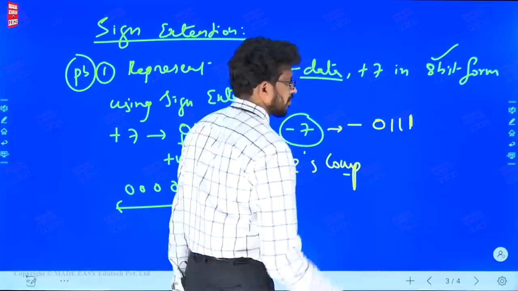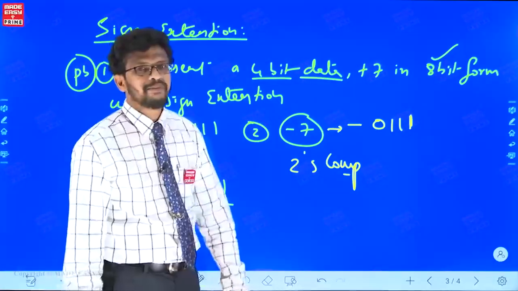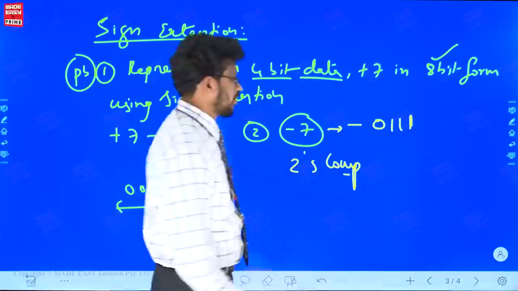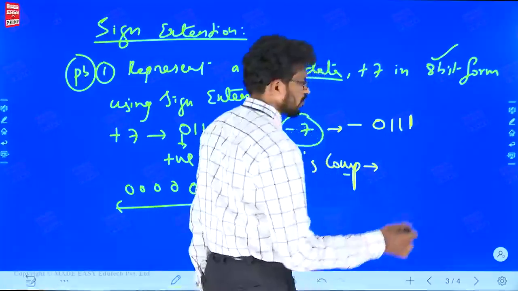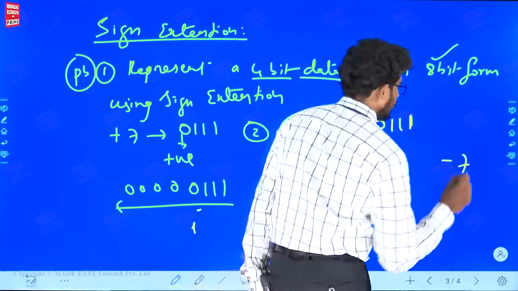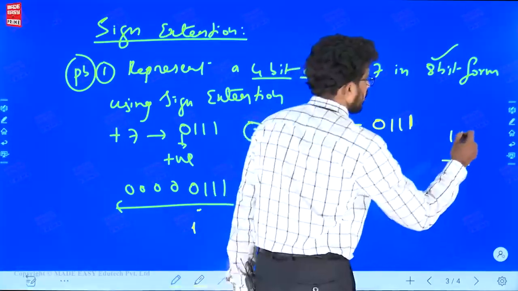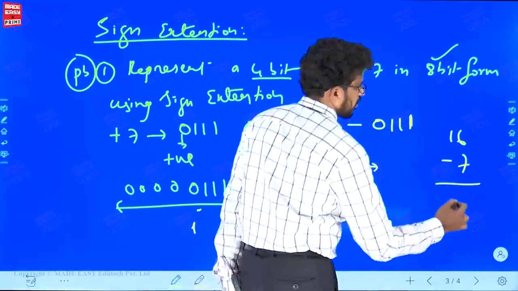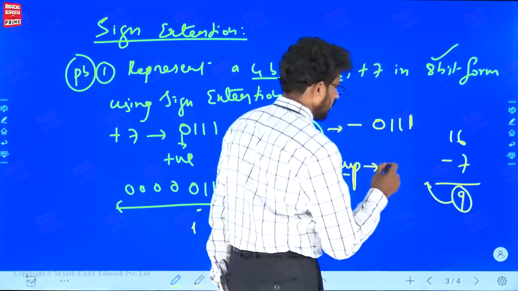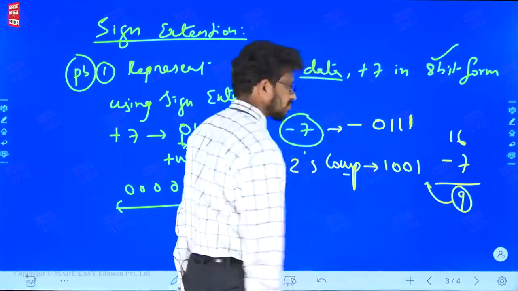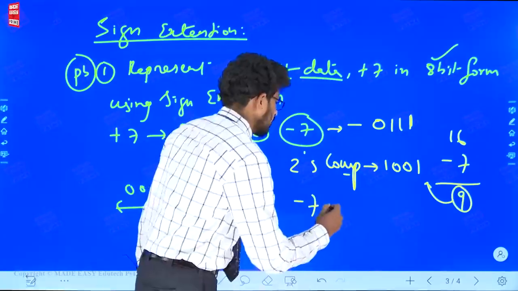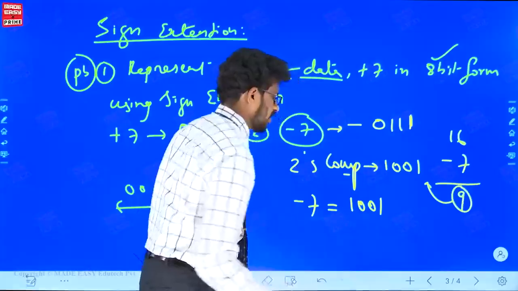To find the negative value, just subtract from 16 and directly you will get it, or take 1's complement plus 1. So what is the shortcut? Whatever data you want, minus 7, just subtract directly from 16. 16 minus 7 is 9. What is the binary pattern of 9? 1, 0, 0, 1. Understood? So minus 7 is equal to 1, 0, 0, 1.